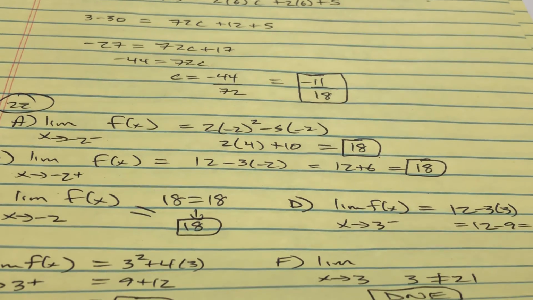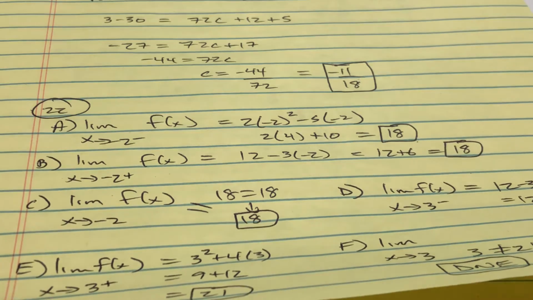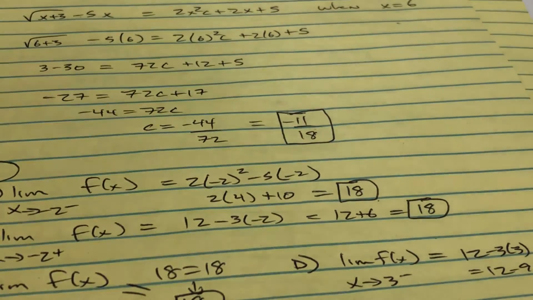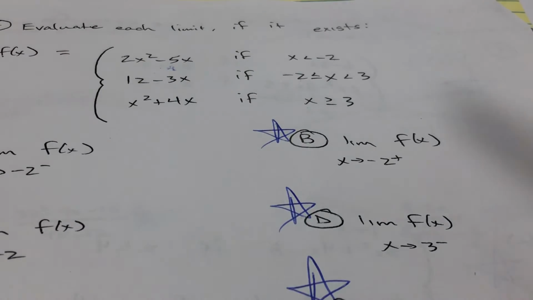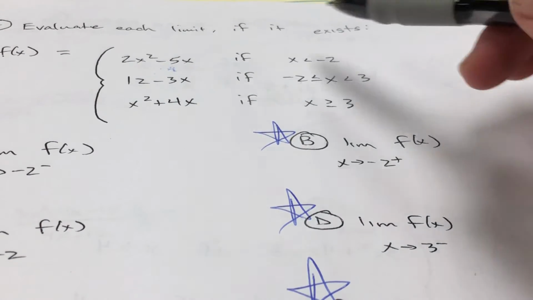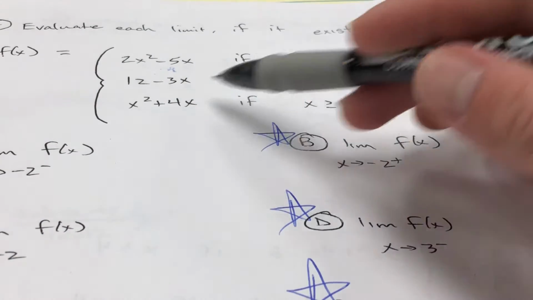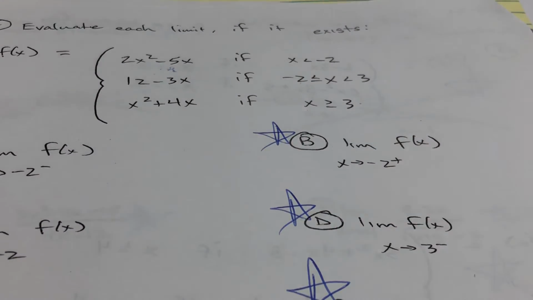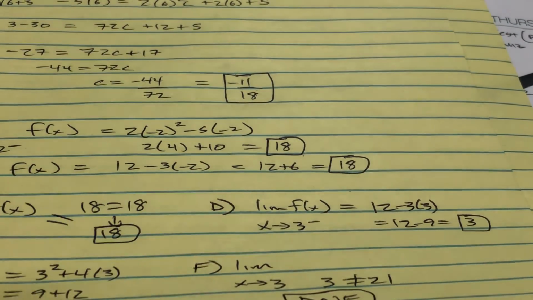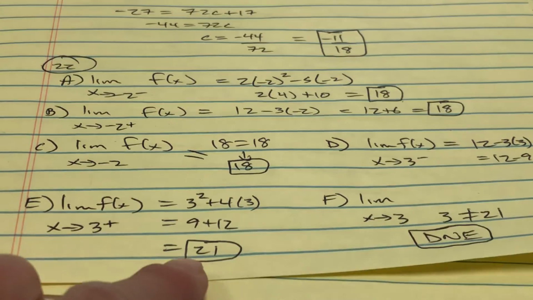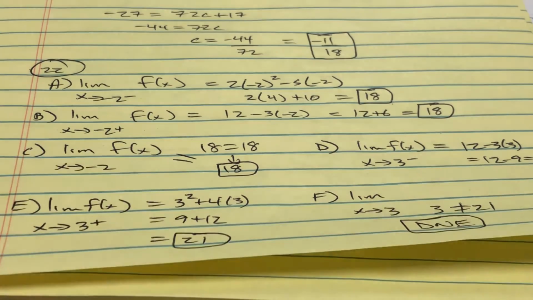On D here, we have the limit of f of x as x approaches 3 from the left. Let's also look as x approaches 3 from the right. Again, minus means left side, plus means right side. The left of 3 is less than 3. We're going to plug it in right there. The right of 3 means greater than 3. We're going to plug 3 in right there. So we get, left side of 3, we get 3. Right side of 3, we get 21. The left-hand limit doesn't equal the right-hand limit, so the limit does not exist.